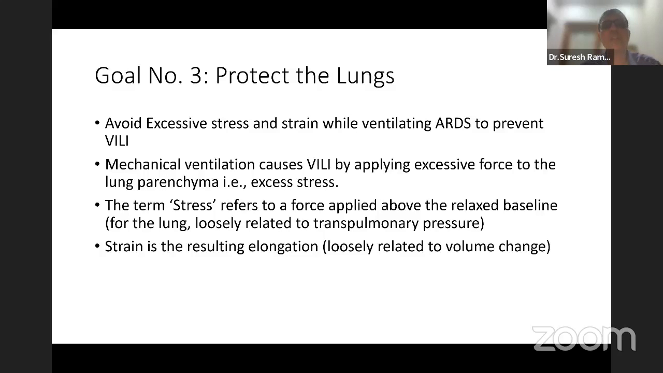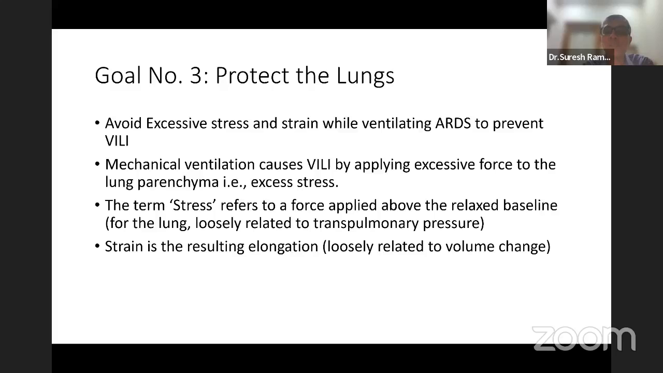So the idea when you want to protect the lungs now, instead of looking at and saying that, oh, we want to prevent volume trauma, barotrauma, and so on and so forth, we want to say that we want to avoid excess stress and strain while ventilating ARDS to prevent VILI. And we want to prevent excess stress and tidal strain by also decreasing the respiratory rate, which also translates to decreasing the power. And we also want to decrease the flow in which it goes in. So that is again the concept of the power. So we want to avoid excessive stress and strain while ventilating.